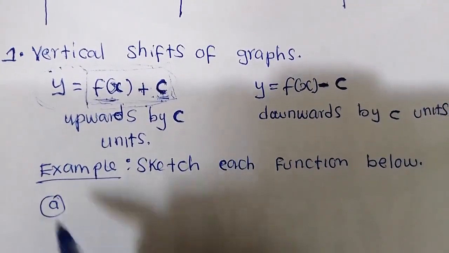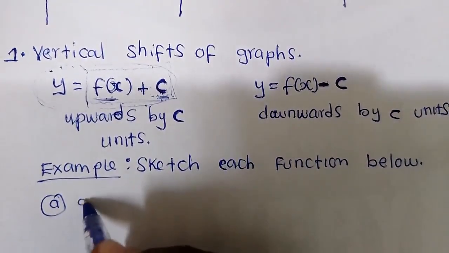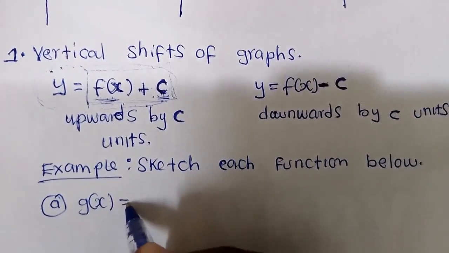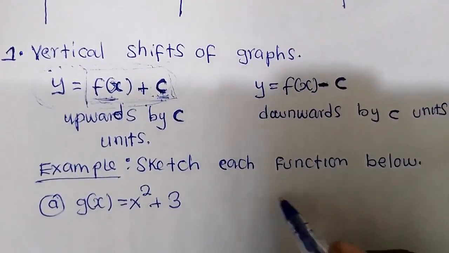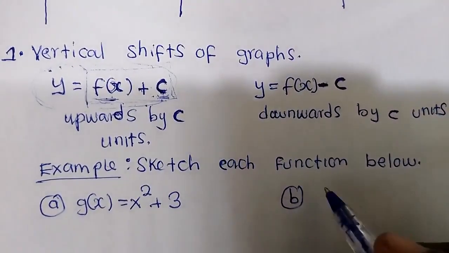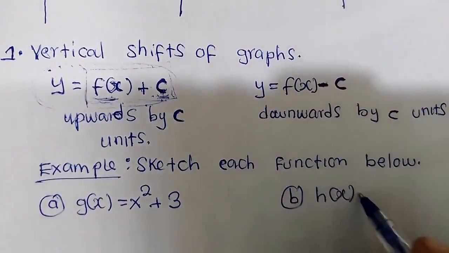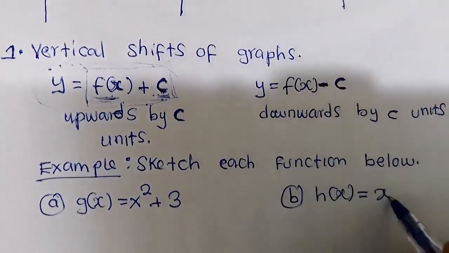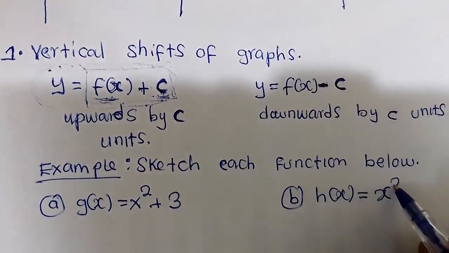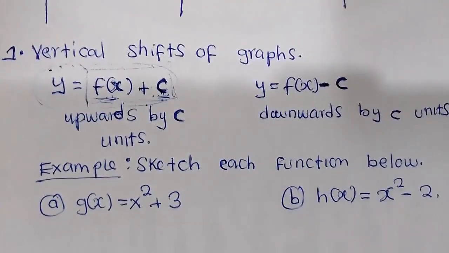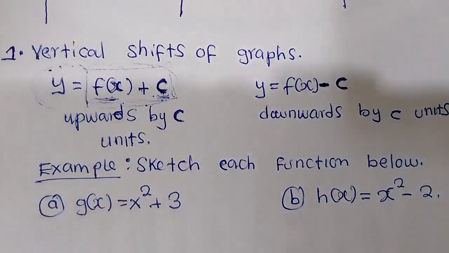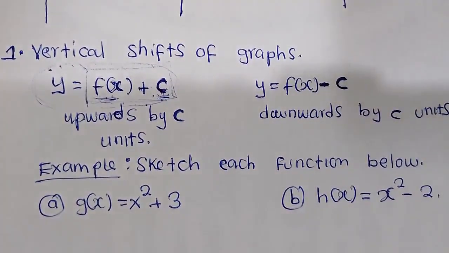I'll start with A. I've got the first function, which is g of x is equal to x squared plus 3. Then I've got B, which is h of x is equal to x squared minus 2. These are two functions that I'm given. These are going to help you very much.